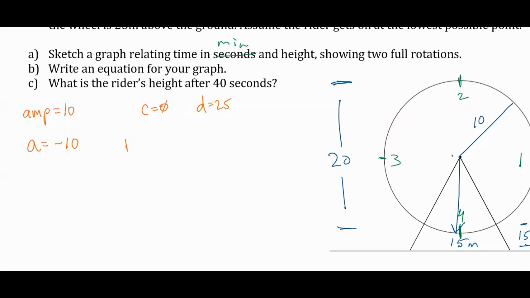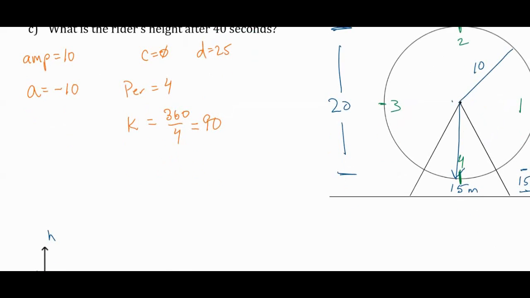And then what about K? Well, I got the period is 4 minutes. So my K value is 360 divided by 4, which works out to what? 90. Okay, so for B, height at time t is the A value. We're using cosine, you got to remember that. And then the K value times t plus d.